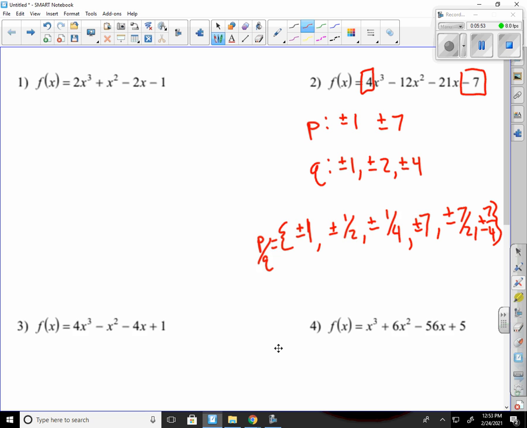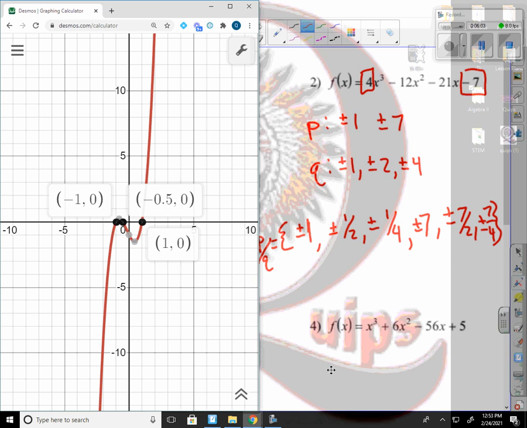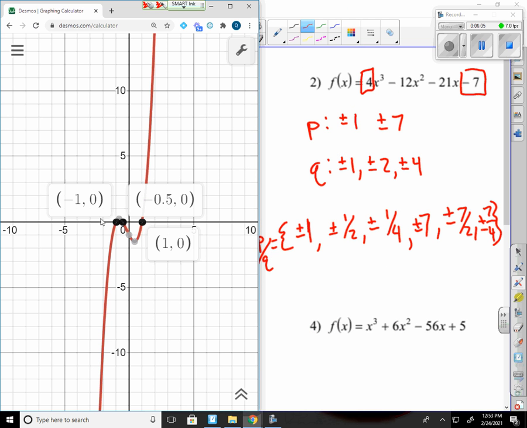The first part is done now. For the second part, I need to start with synthetic division. Because I didn't make you guess, I said you could just plug in the question to Desmos to get that first root.